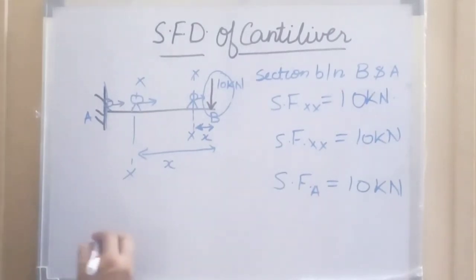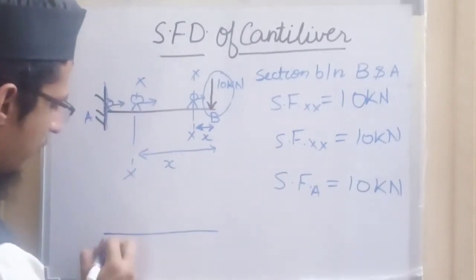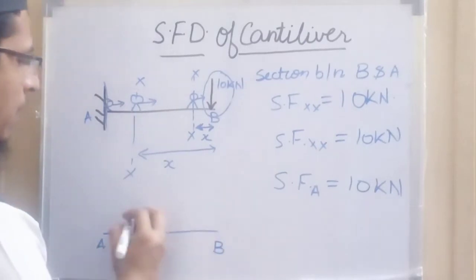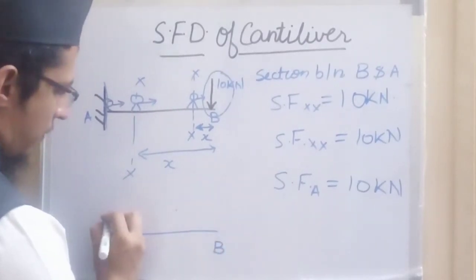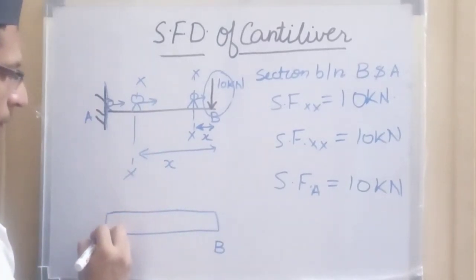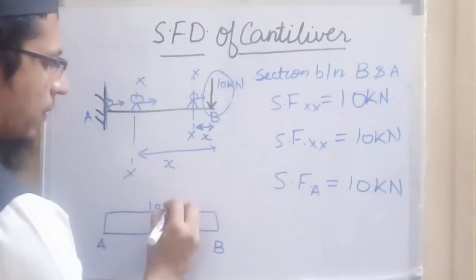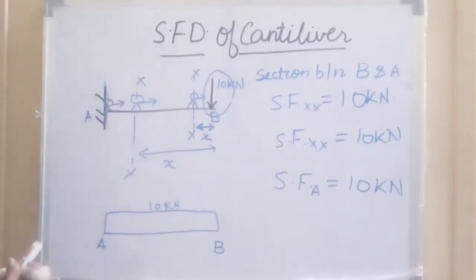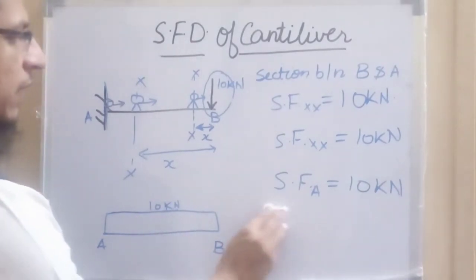So we can draw the shear force diagram. This is point A and this is point B. At all the places we got the shear force as 10 kilonewton. So we can simply draw this type of shear force diagram, which is 10 kilonewton at every section. And now if we complicate it a little bit, we use two point loads, then how will it change?